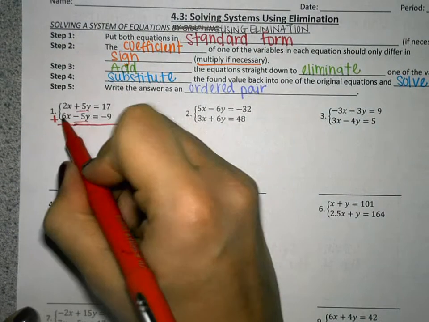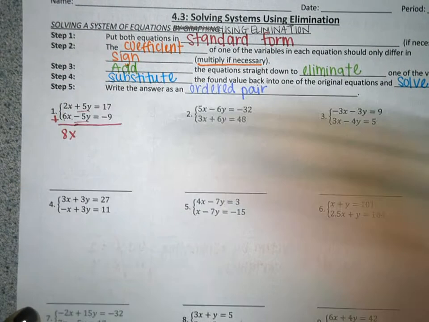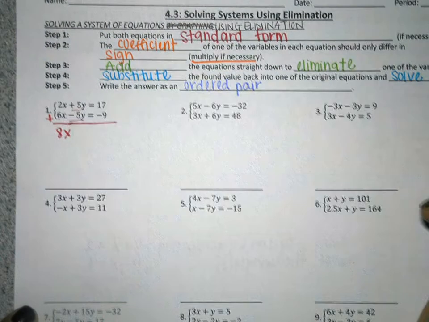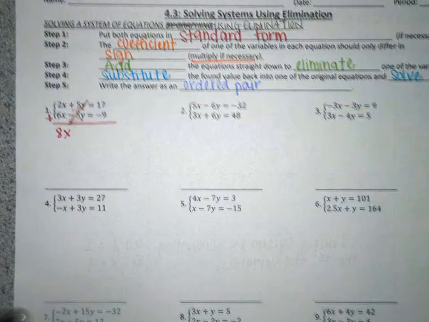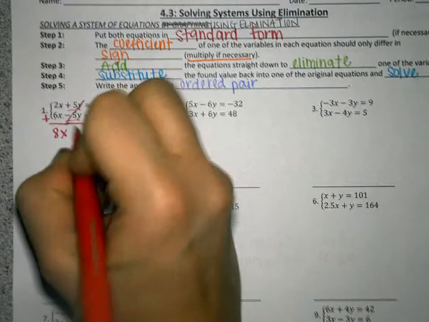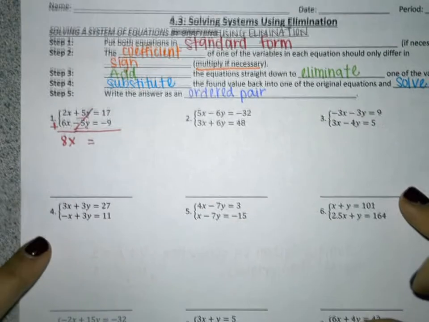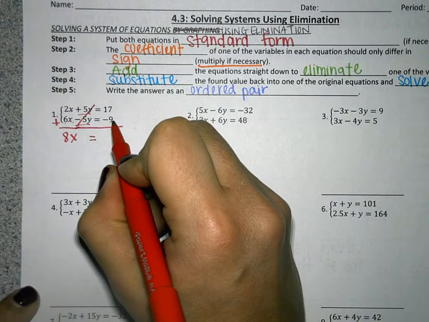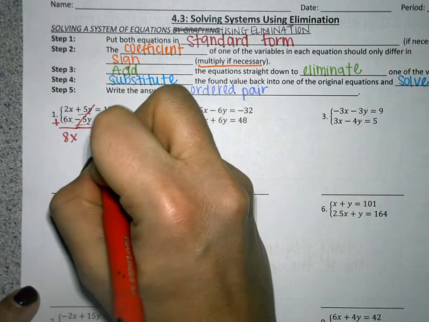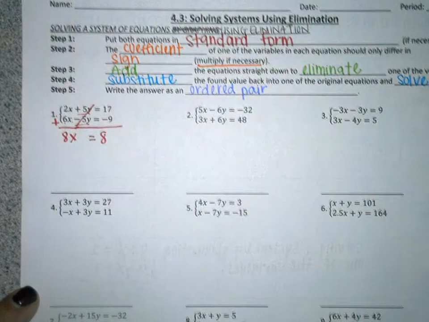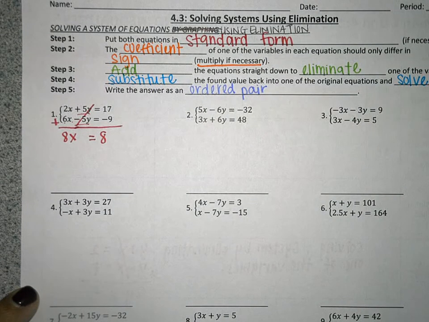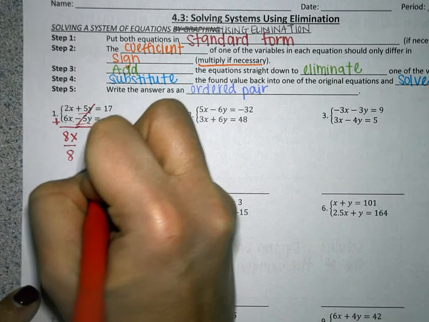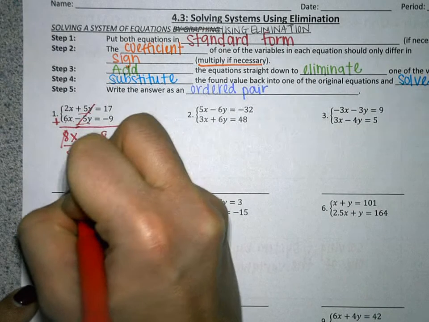So I have 2x plus 6x gives me 8x. 5y minus 5y gives me 0. So those eliminate. Equals 17 plus negative 9 gives me positive 8, or 17 minus 9 gives me 8. And then I solve for this. So to solve for x, I divide both sides by 8, and I get x equals 1.